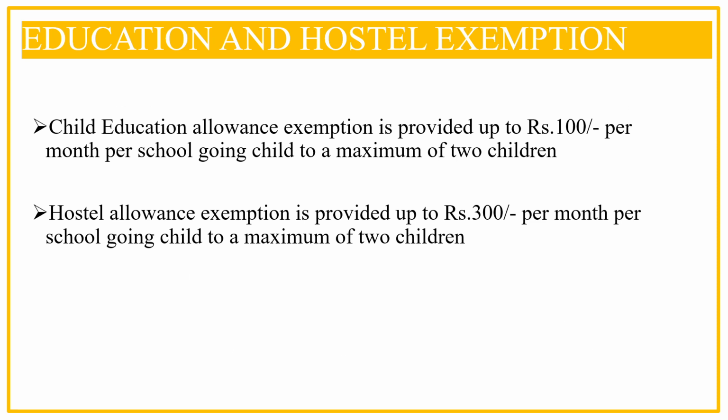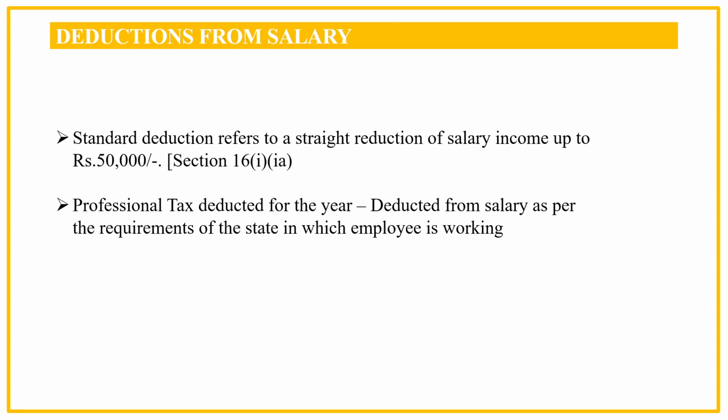Next comes the education allowance and hostel exemption. These are allowances paid by the employer to the employee for meeting the child's education. As per the Income Tax Act, it is ₹100 per month per child for a school going child, for a maximum of 2 children, for education allowance, and for hostel allowance ₹300 per month per child for a maximum of 2 children. These are the exemptions for allowances.